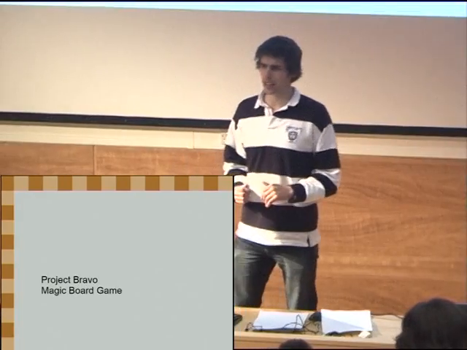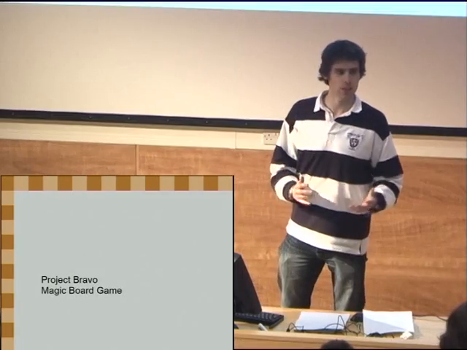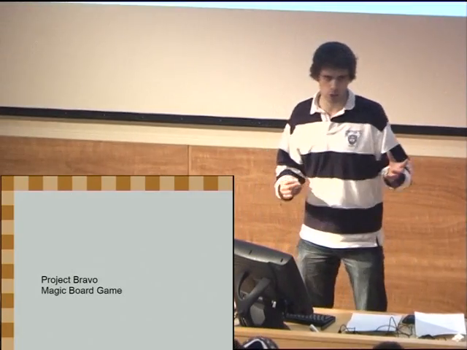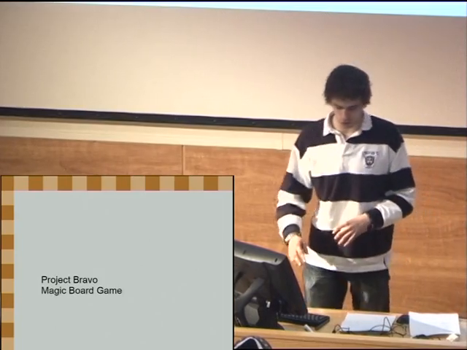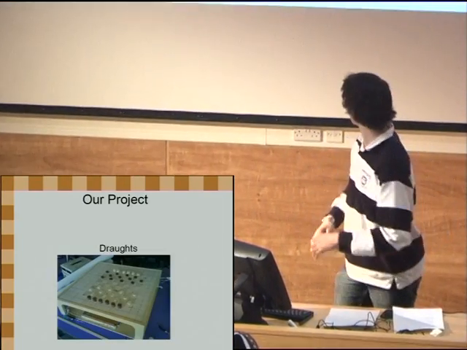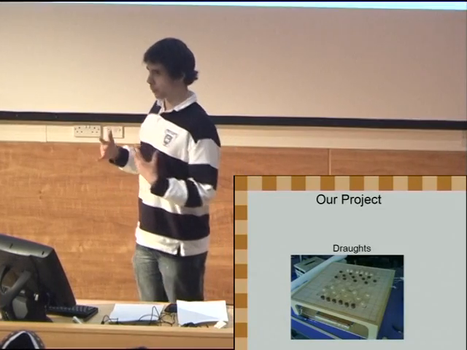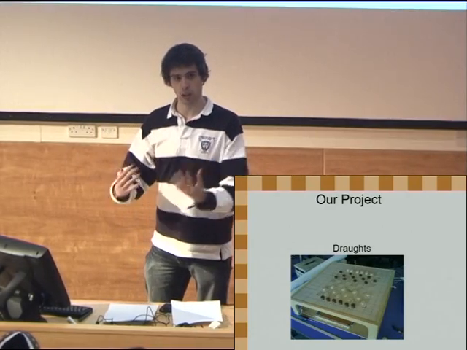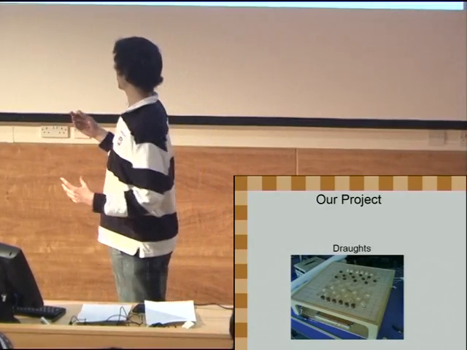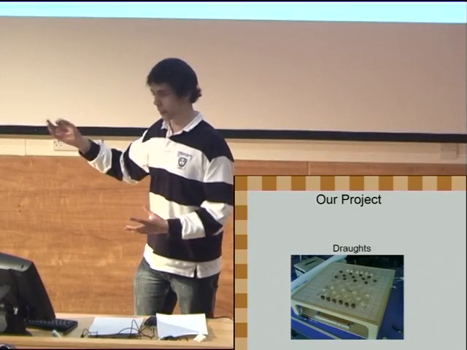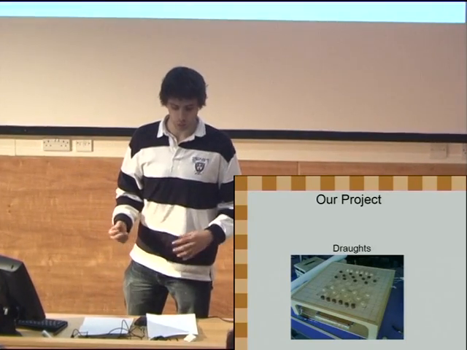Our project was to design a magic board game, which is basically a board game where the user plays against the computer and the computer makes its moves all on its own. We decided to go with a game of draughts, and this meant that we had to be able to tell where all the pieces were on the board, and we had to be able to move the pieces around. So to do this, we put magnets inside all of the pieces, and we had a scanner with reed switches, which could tell where all the pieces were on the board, and then an electromagnet, which could pick up the pieces and move them around on the board itself.